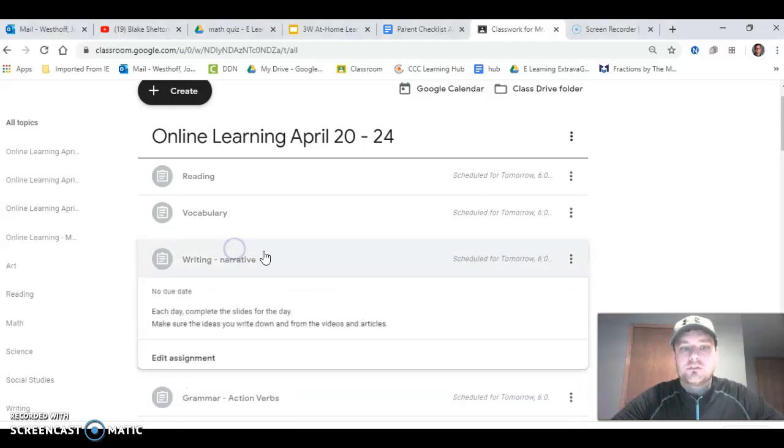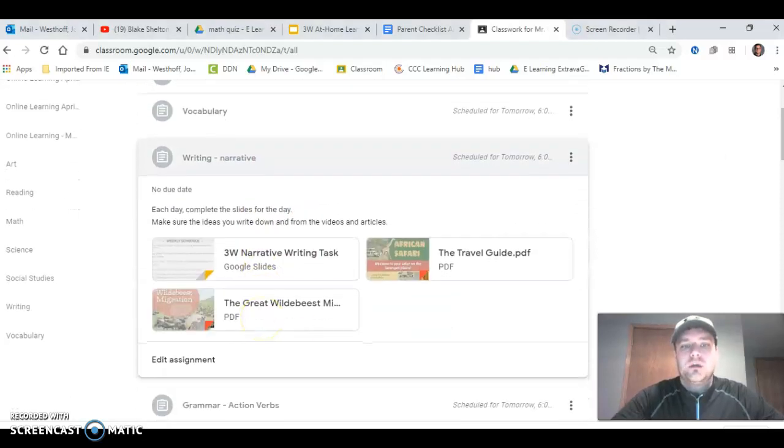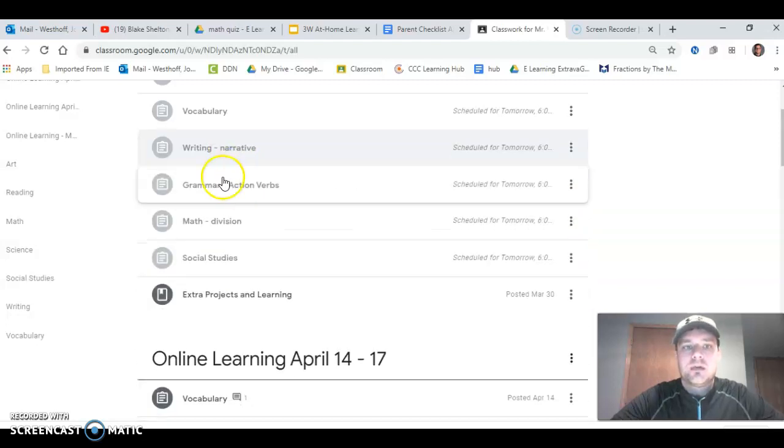They have articles to read about people on an African safari. So that's what their narrative story has to be based on when they start writing it on Thursday and Friday. In grammar this week, we're working on action verbs. They have work to complete every single day and then a quiz on Friday.